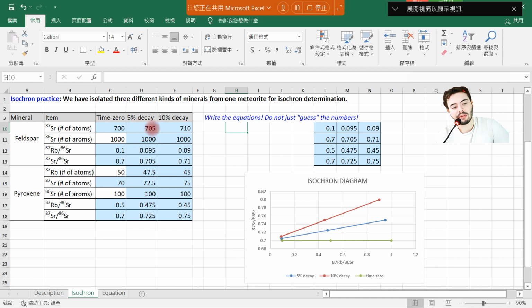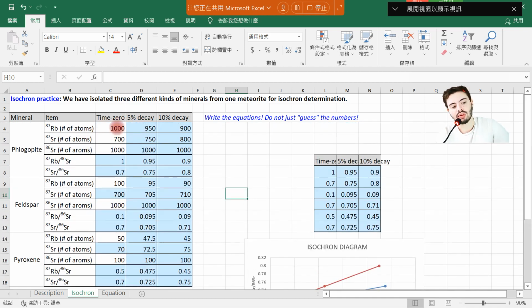If there is a 5% decay of rubidium, we take the time 0 rubidium times 0.95 and we have what lasts after 5% decay, the same for 10%. And then we add what we lost in rubidium to strontium. And we can see that strontium 86 is a constant. So it can be useful to divide by this constant to see the relationship between the variation of strontium 87 and strontium 86.